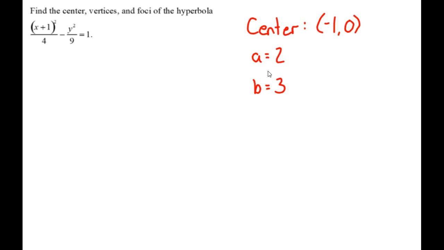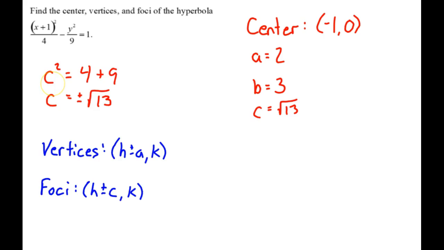So now we can use the Pythagorean relation to find the value of c. Setting up our equation, we have c^2 equal to 4 plus 9. Simplify to get c equals plus or minus radical 13. This is a distance, so we take the positive value. So now we know the values of a, b, and c. We know the values of h and k. So we can recall our formulas for the vertices and the foci, plug in the information we have to determine those ordered pairs.